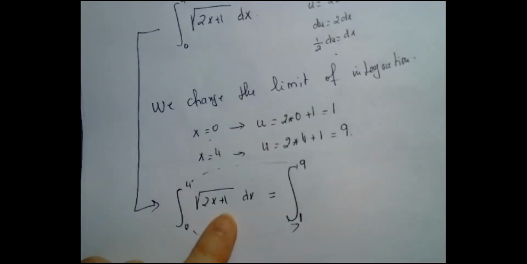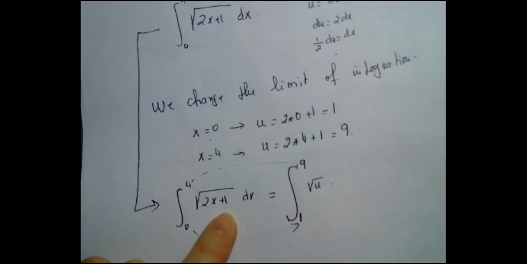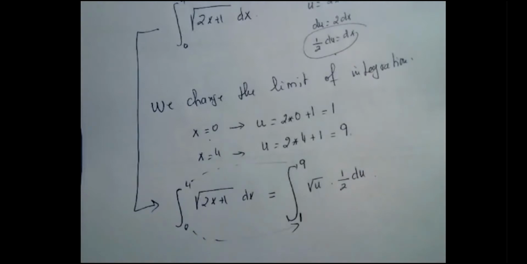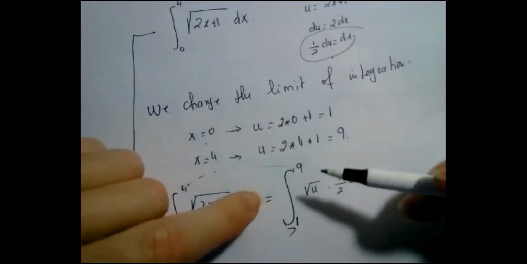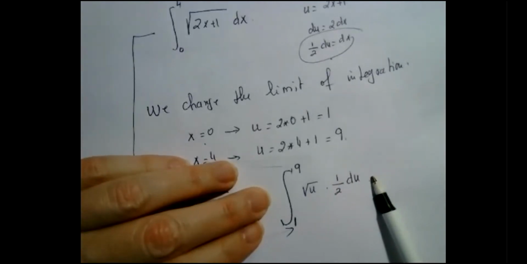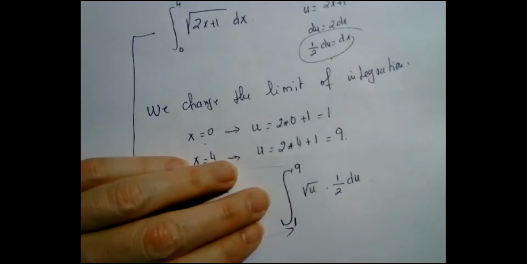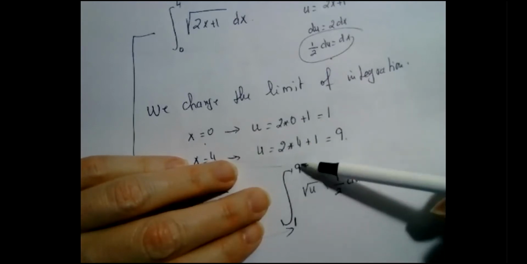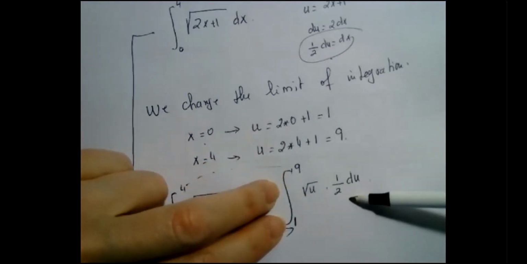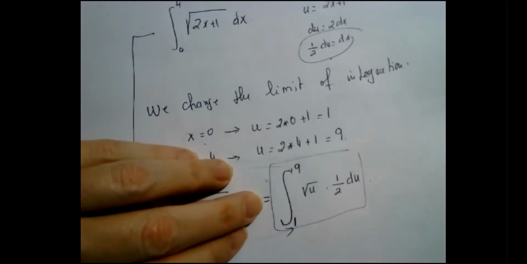Everything in terms of u, also the limit, are going to be changed. The square root of 2x plus 1 is the square root of u. The dx is a half du. Now, when I change the limit of integration, at this stage, I evaluate this new integral in u with the new limit, and I don't go back to the initial limit in x anymore. So if I change the limit of integration from 0,4 to 1,9, then I don't go back to x anymore. It means I evaluate this new definite integral with the new limit, and I am done.